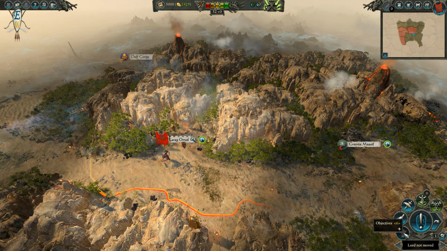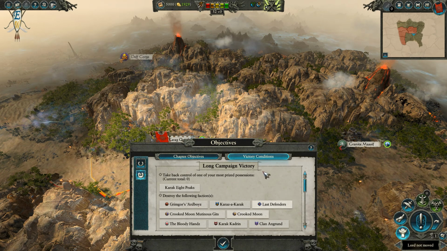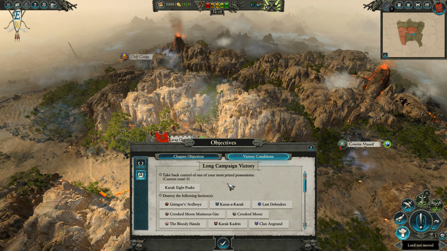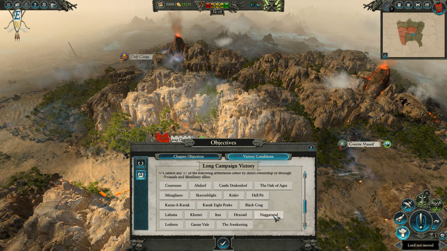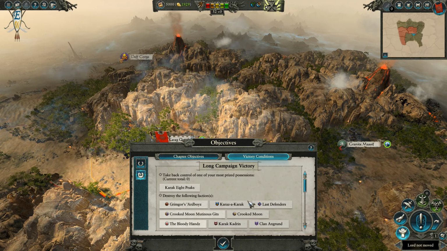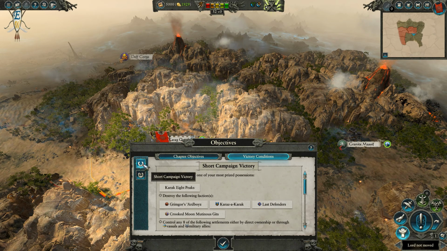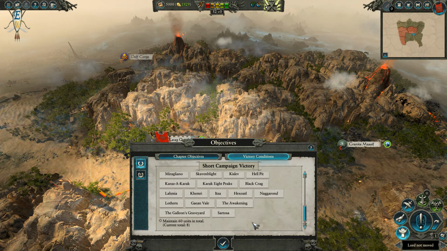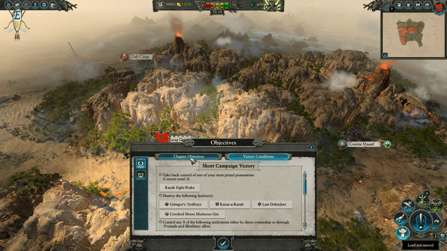Okay, so if you come down here, we've got the objectives button. If you click on that, it shows you exactly what the victory conditions are, and this is the long campaign. So you'll see everything that you've got to do to achieve the long campaign victory. There's the button here, this is for short campaign victory. So things you've not got to do as much this time.